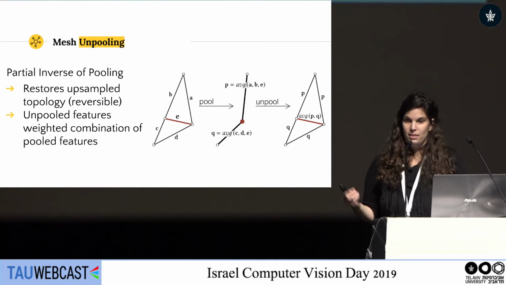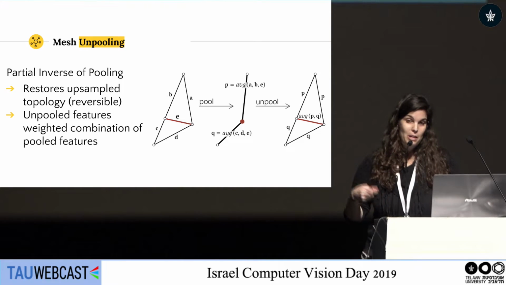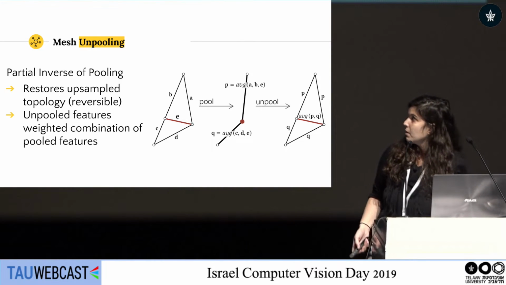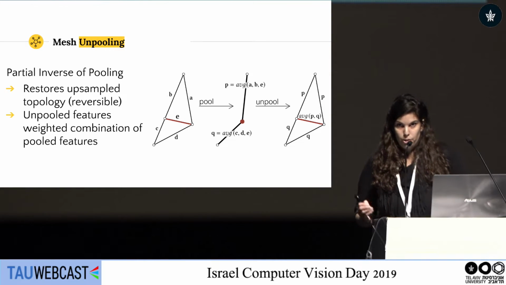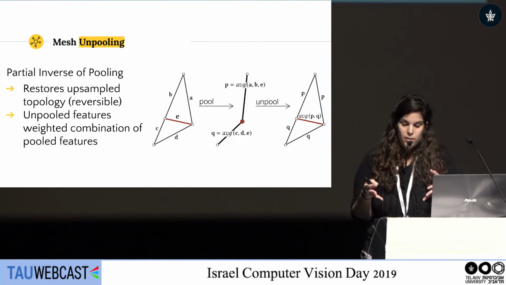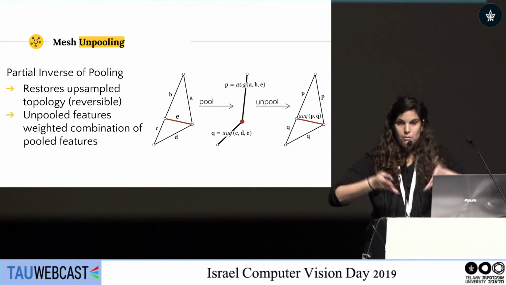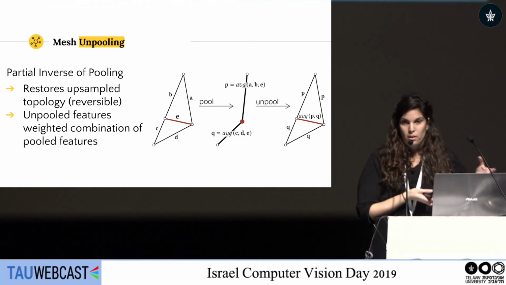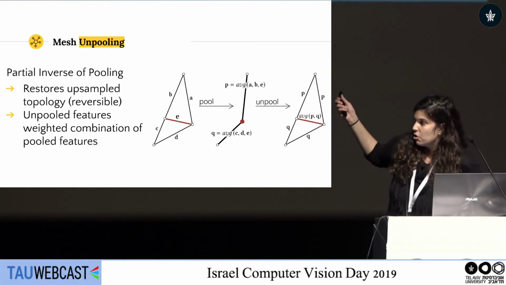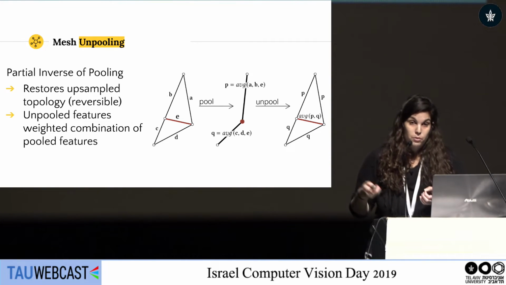Then we have this semi-trivial extension of mesh pooling, which is mesh unpooling. With mesh unpooling, it's also not a learned layer. We just remember which edges we collapsed, and then we exactly restore the same mesh connectivity as before the collapses. And the features that we put in their place are just a weighted average of the pooled features.